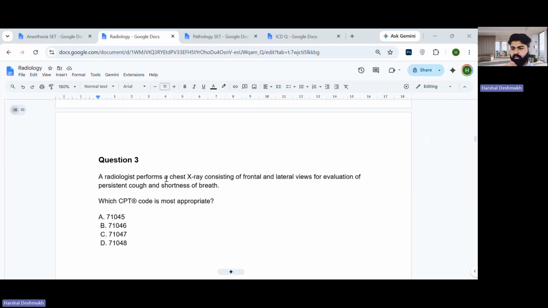A radiologist performs a chest X-ray consisting of frontal and lateral views for evaluation of persistent cough and shortness of breath. Which CPT is most appropriate here?